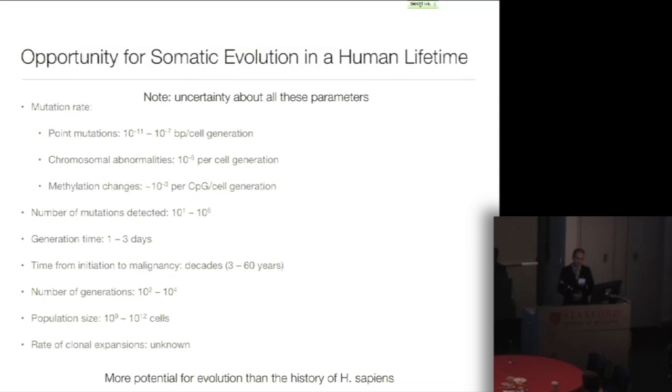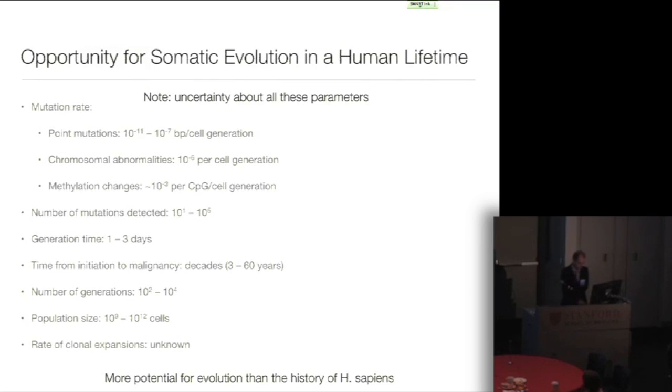The generation time, we don't have great data on, but maybe 1 to 3 days for the cancer stem cells. And we have evidence that some of these neoplasms take many decades from their first initiating hit to the point that the patient feels sick. And so that leads to between hundreds to tens of thousands of cell generations in the history of a tumor. And population size is better known, on the order of billions to trillions of cells in a tumor.